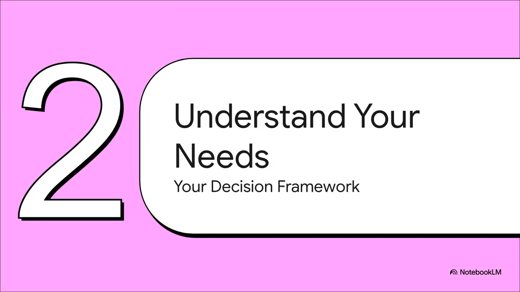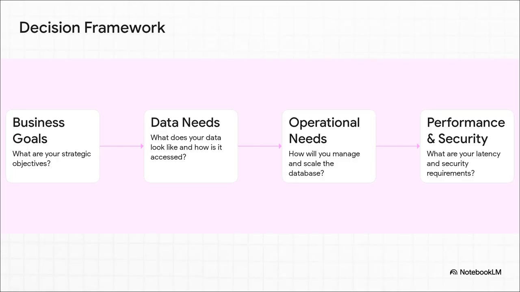So where do we start? Well, before you even think about logging into the AWS console, the first step is actually looking inward at your application. You've got to get crystal clear on what it actually needs. And AWS has a great little framework for this. Think of it like a checklist. You want to look at 4 key things. First, your business goals. Then, your data needs. What does your data look like? Third, your operational needs, like how you're going to scale. And finally, of course, your performance and security requirements.